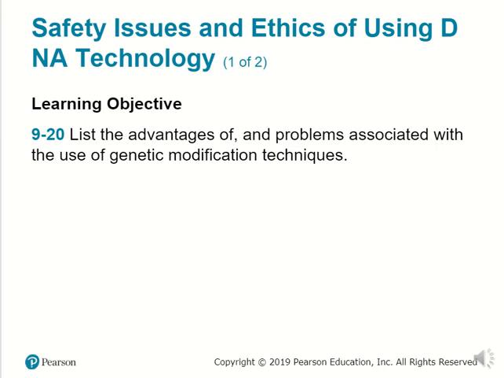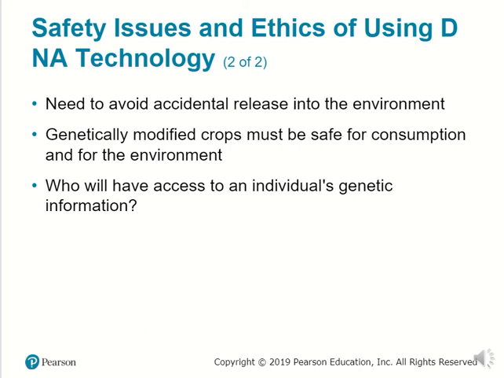Naturally, there are ethics to consider. There is a need to avoid accidental release into the environment, which could have a whole host of problems affecting the local area. Genetically modified crops must be safe for consumption, as well as safe for the environment that they are in. Indeed, who would have access to an individual's genetic information? For people who are getting genetic therapy, who can you trust, and who is safe to have your genetic sequence?